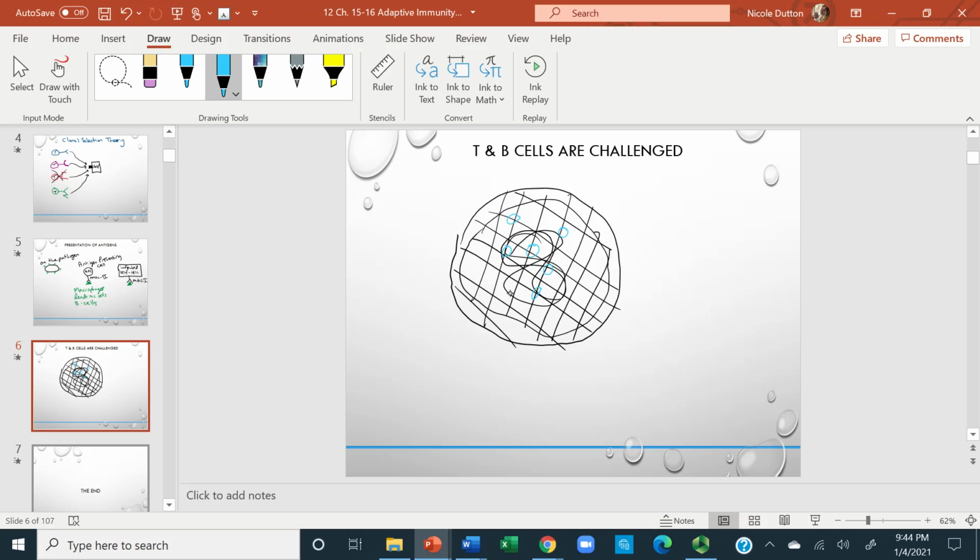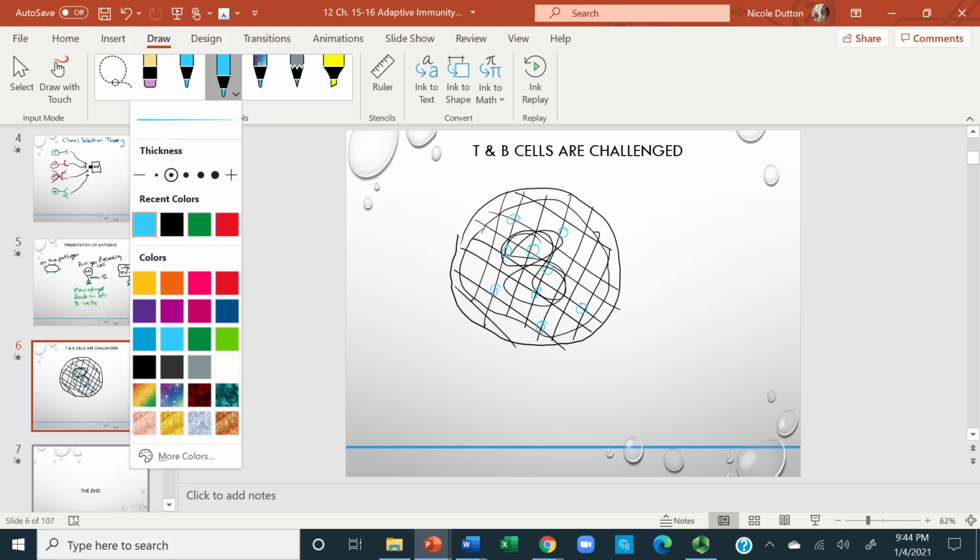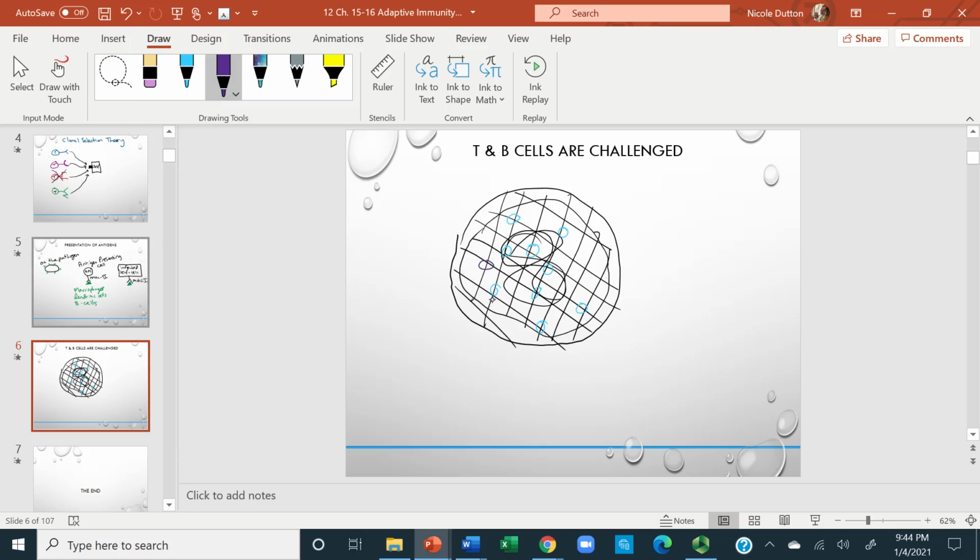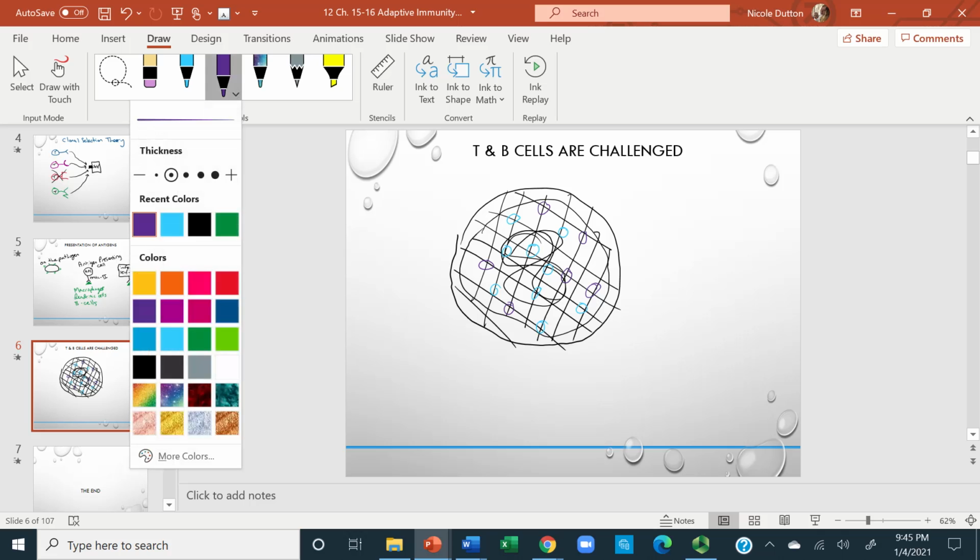And the reason why it's a meshwork, and there's different layers to it, is to slow the flow through the lymph node. If things were to move too quickly through the lymph node, then you wouldn't have an adequate chance for the pathogen to come in contact with its lymphocyte. So we've got T cells and B cells inside of this lymph node, and they're kind of held up in a meshwork.